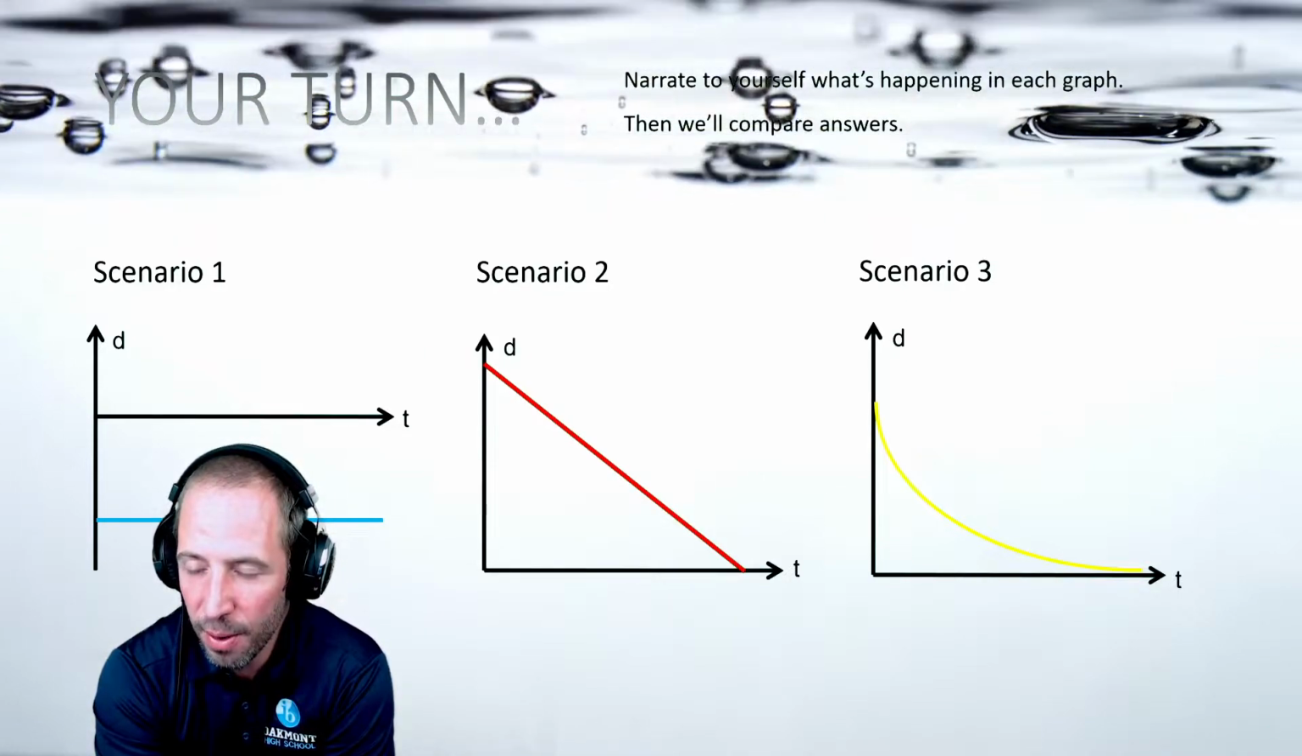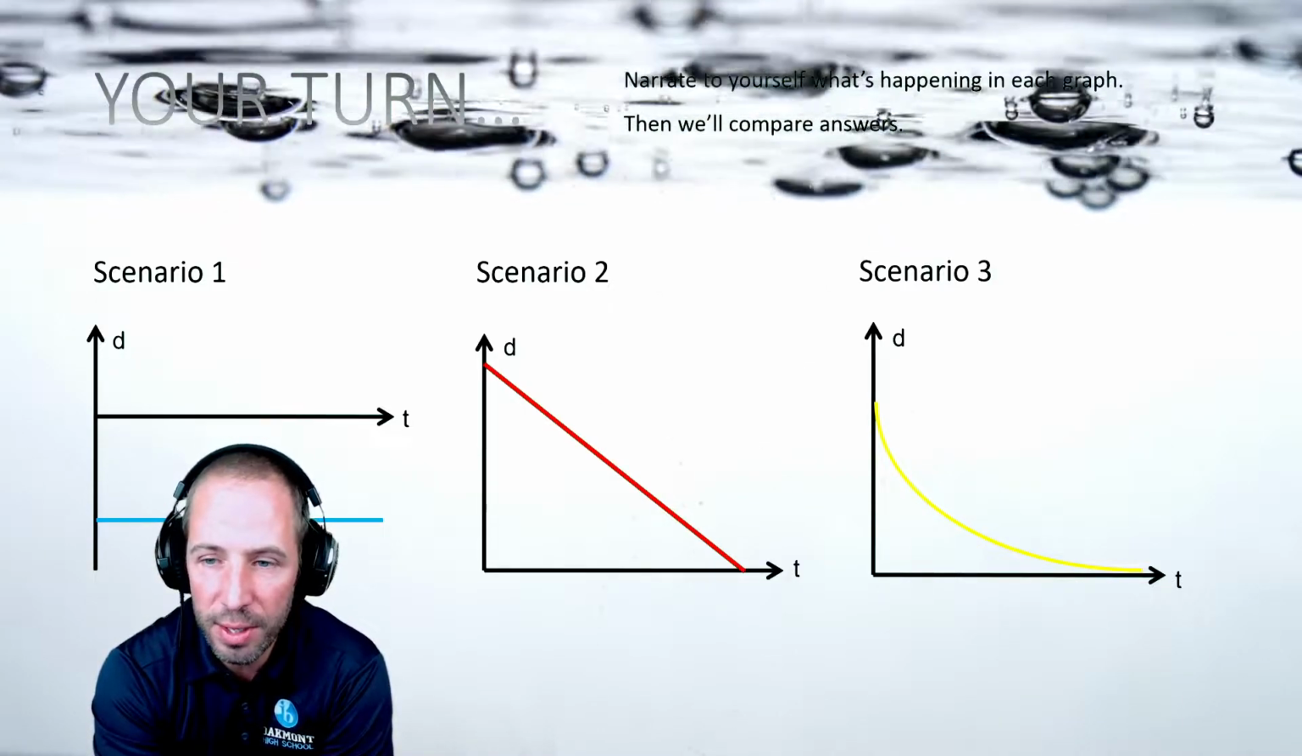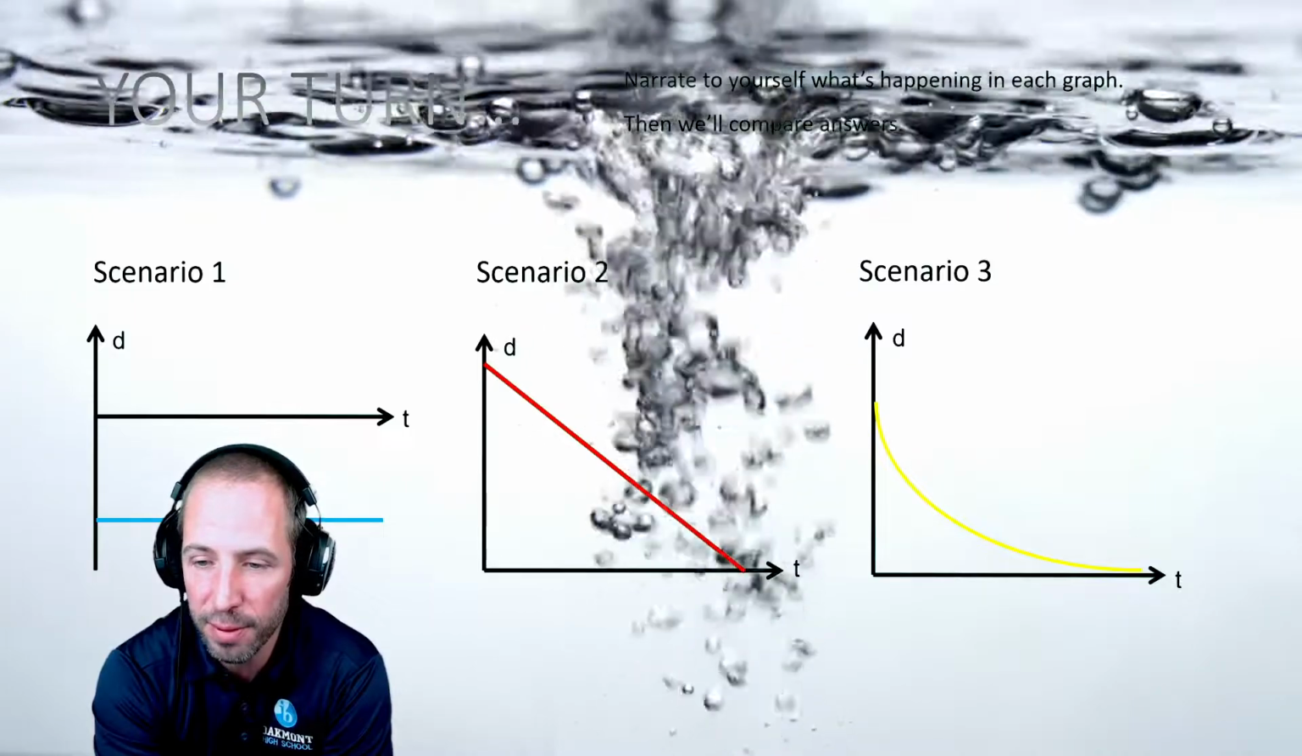So please pause the video and in your own words, try to describe each of these three scenarios, what's happening in these graphs, all position graphs. Pause right now, do that.